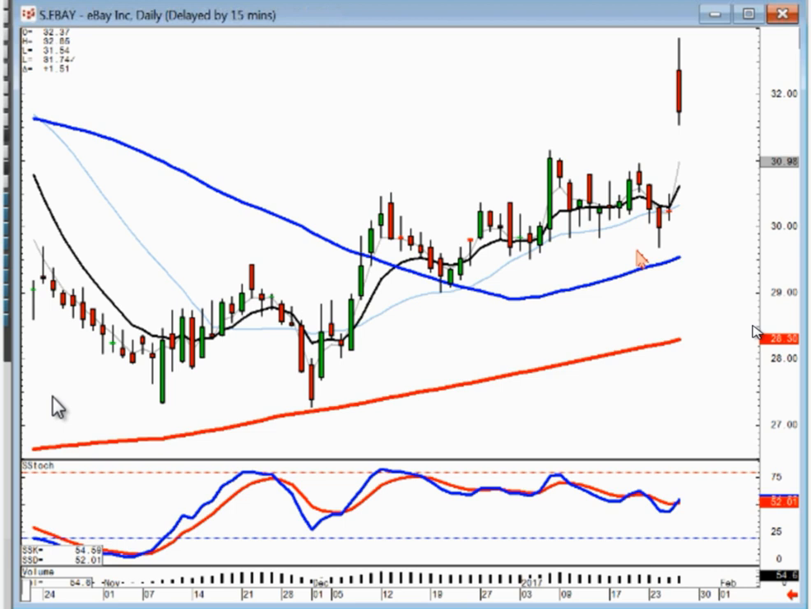When do you use the 3T line? When your price moves way away from the T line.